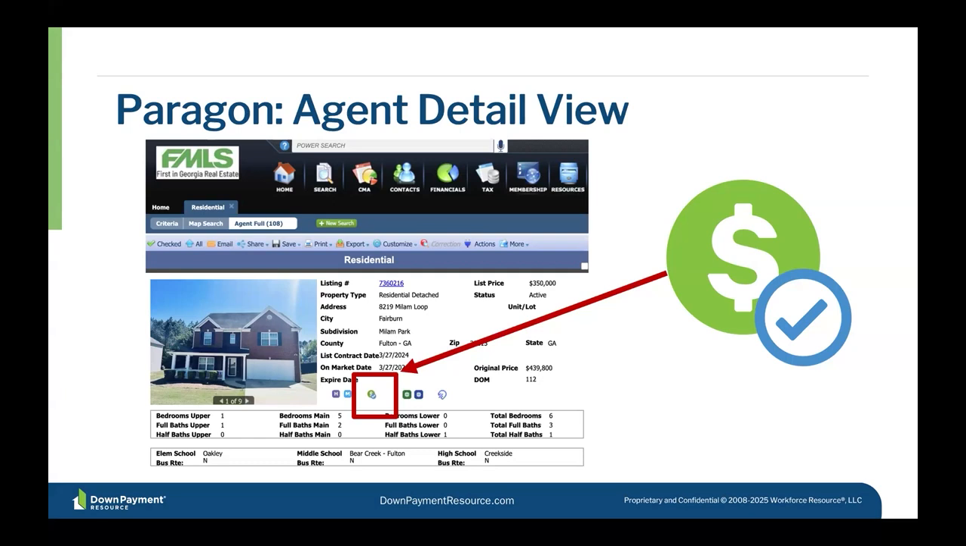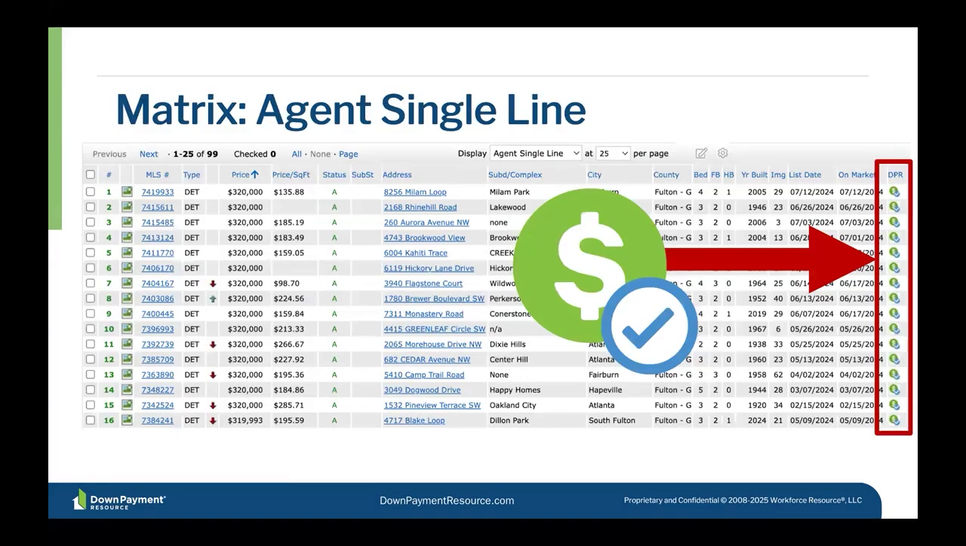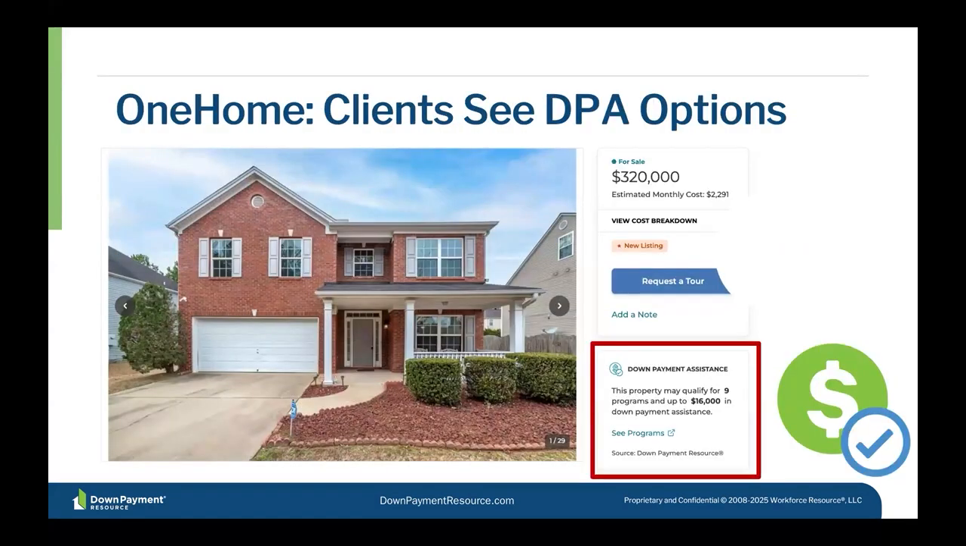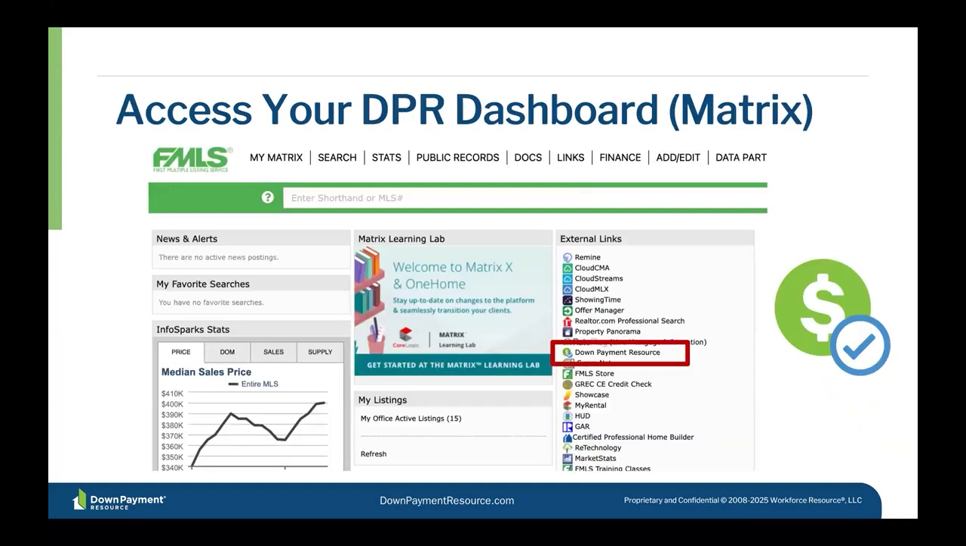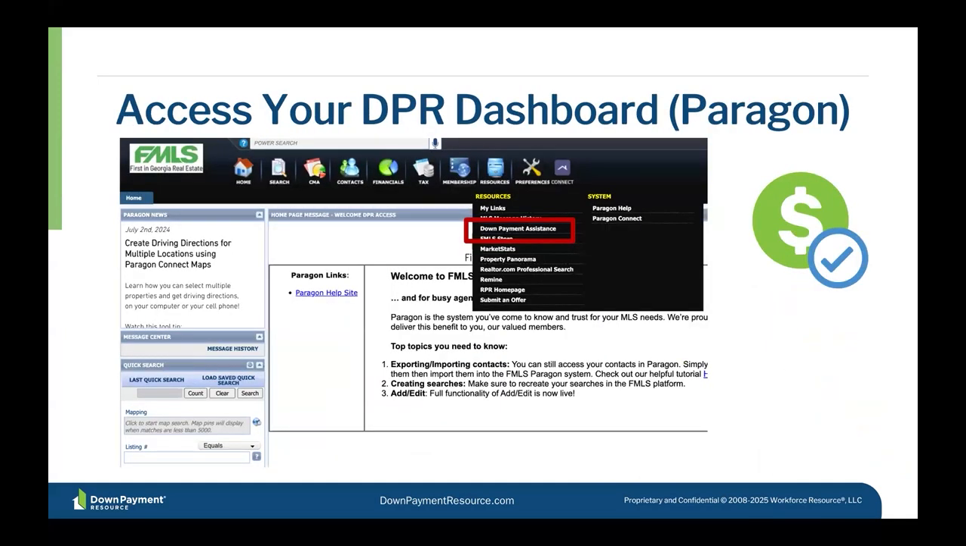Let me double check that. Let's look here. So we have Matrix and the one home option, Matrix here, Paragon. I don't think that I have that one, so I'll have to look into that. Will you email us at info@downpaymentresource.com so that I can dig into that after the webinar and get that for you?